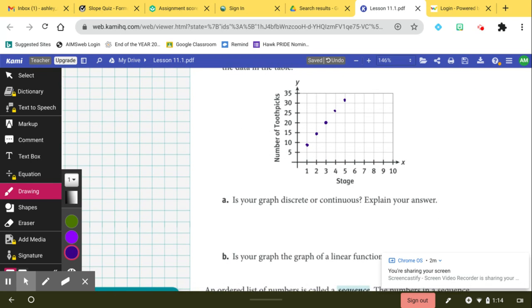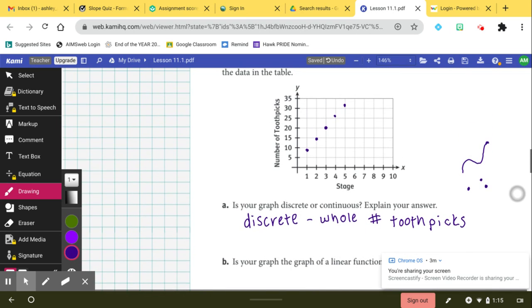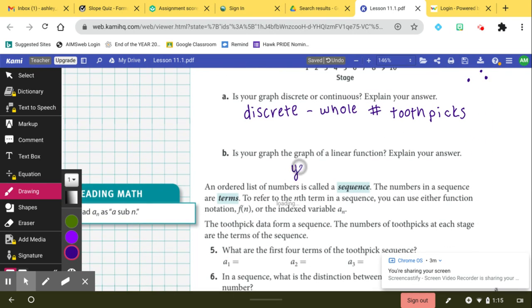So it says, is your graph discrete or continuous data? Remember, discrete are all those individual points, where continuous data forms a line. And discrete was all of our individual dots. So this is actually discrete data, and it's only discrete because we can only have whole number toothpicks. Then it says, is your graph the graph of a linear function? Remember, linear functions form a straight line, and these form a straight line, so yes.